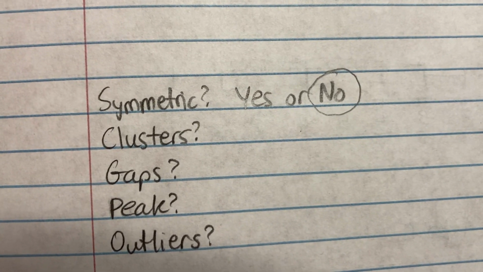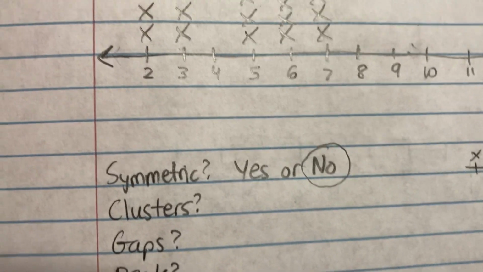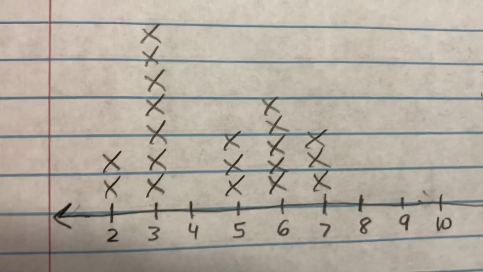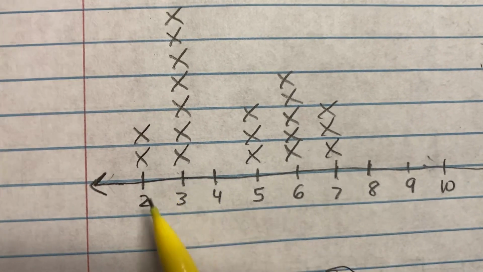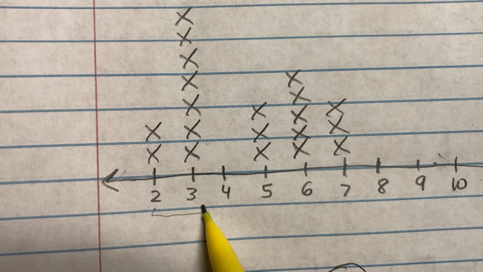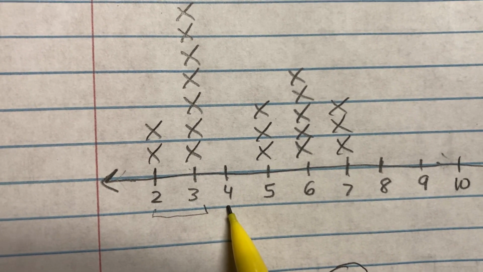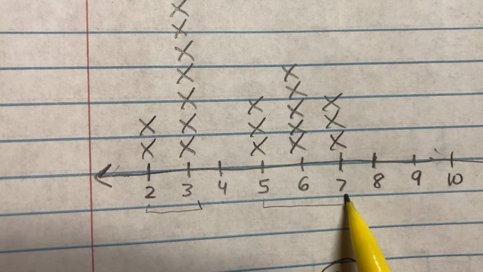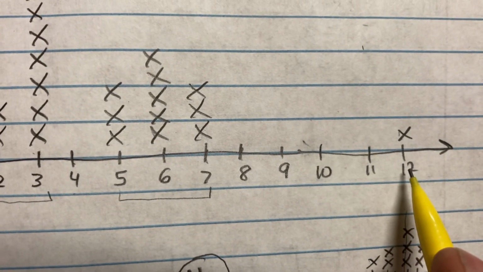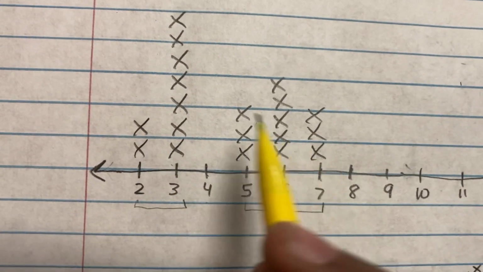Okay, so does the graph have any clusters? Clusters are just where you see a bunch of data points. So where do you see clusters? There are actually two clusters. 2 and 3 are clusters. 4 is not a cluster because it doesn't have anything. 5, 6, and 7 have data, so they're clusters too. This is not a cluster because it doesn't have a bunch of data points like these do.